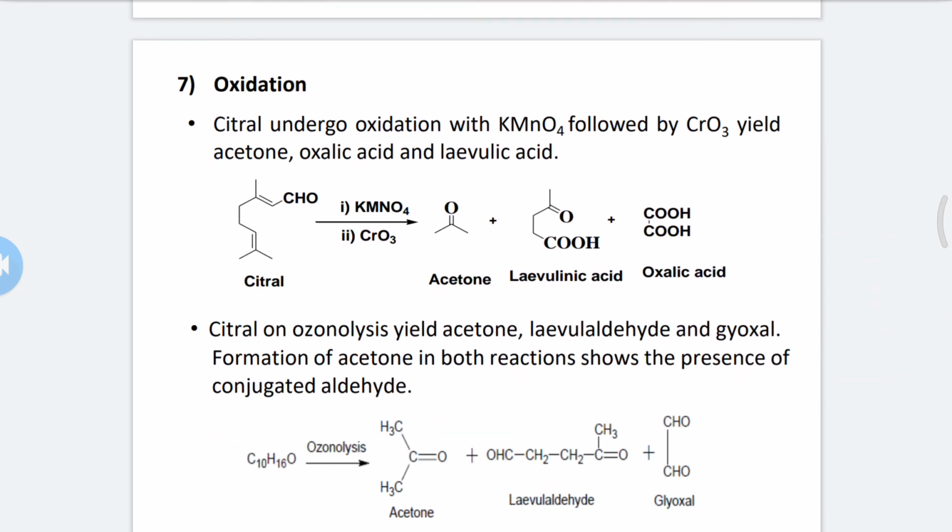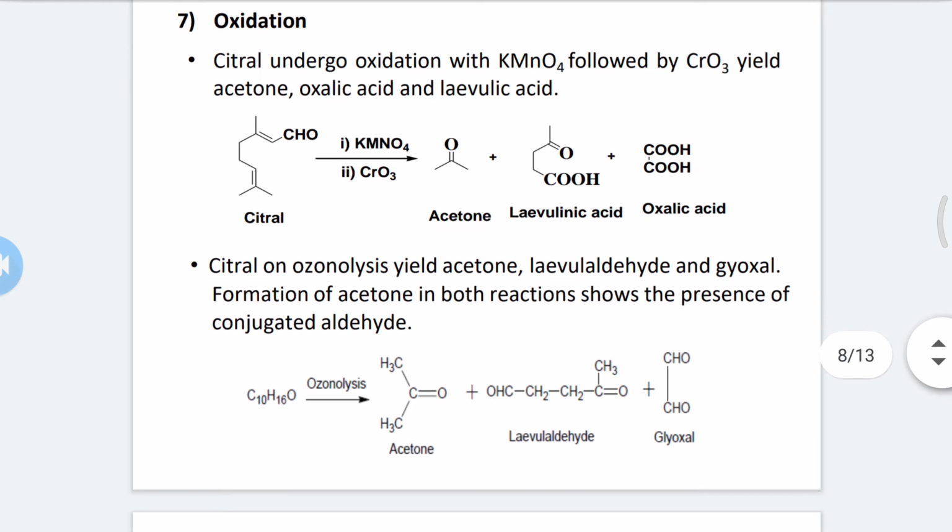Next is the oxidation of the citral molecule in presence of KMnO4 or CrO3 to form acetone, levulinic acid and oxalic acid. Levulinic acid indicates the presence of a terminal double bond. So citral undergoes oxidation with KMnO4 followed by CrO3 to yield acetone, oxalic acid and levulinic acid.